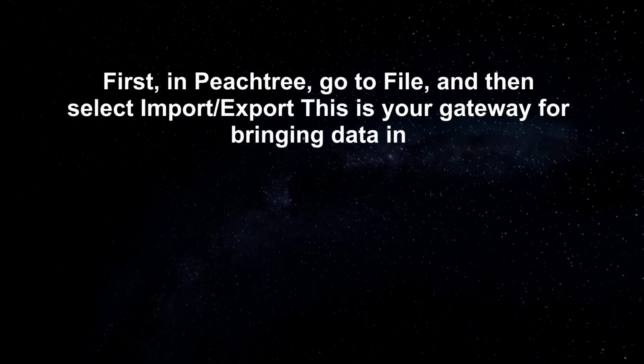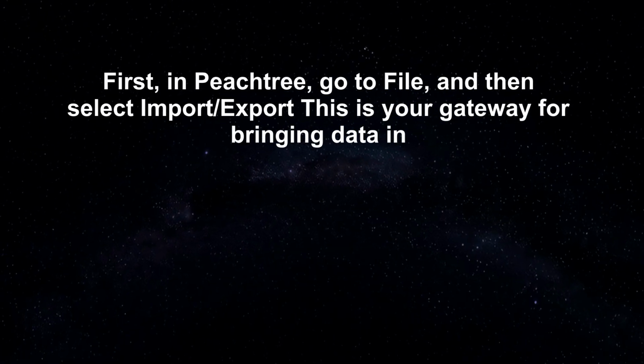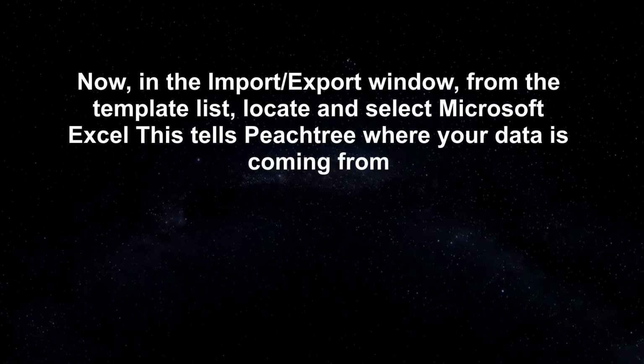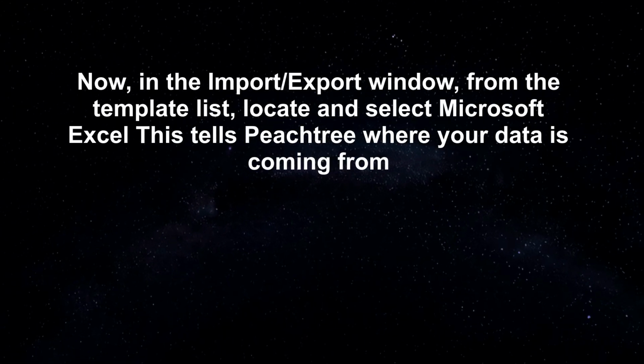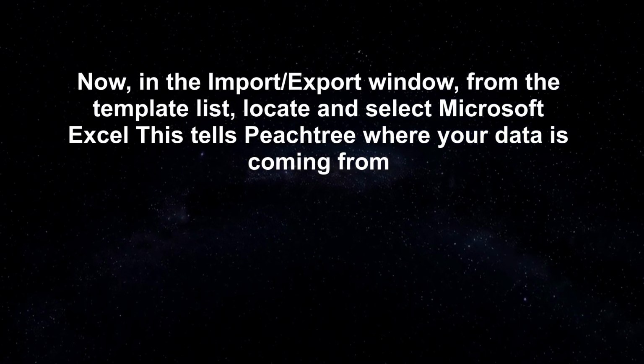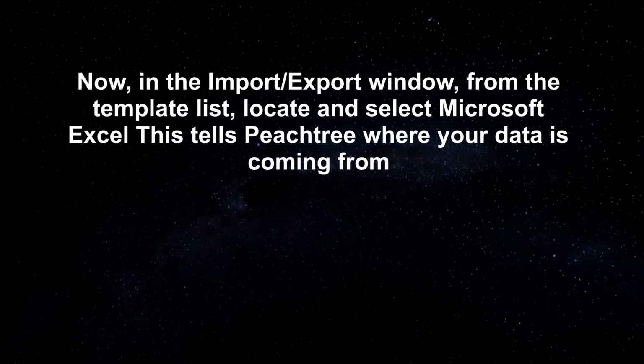First, in Peachtree, go to File and then select Import/Export. This is your gateway for bringing data in. Now, in the Import/Export window, from the template list, locate and select Microsoft Excel. This tells Peachtree where your data is coming from.